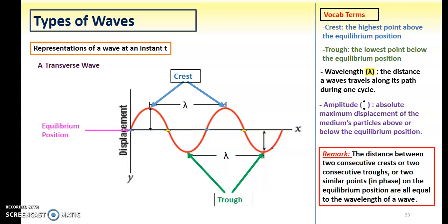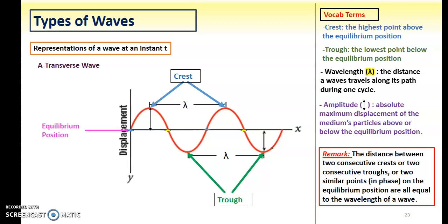So as a remark, the distance between two consecutive crests or two consecutive troughs or two similar points in phase on the equilibrium position are all equal to the wavelength of a wave. So there are three ways to find the wavelength and all will give us the same value. We either measure the distance between consecutive crests, as you can see, or between consecutive troughs below, or between similar points that are in phase on the equilibrium position. What do I mean by similar points on the equilibrium position?